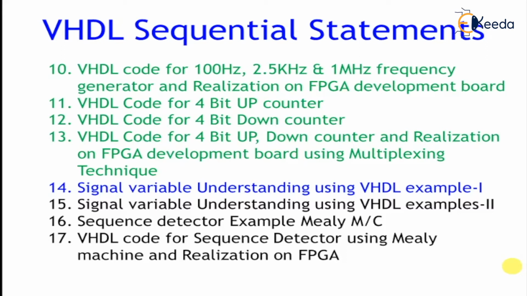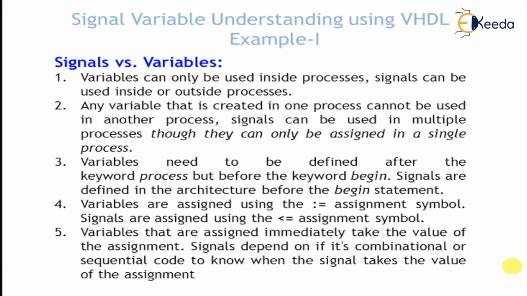Okay, so it is better to understand the signal assignment and variable assignment, how it is executed inside a VHDL program. So it is a very important topic, because any VHDL designer or VLSI designer must understand signal and variable very perfectly. Otherwise, if we do not understand properly, then it will create a lot of mistakes in the design. So let us try to understand signal and variable assignments.